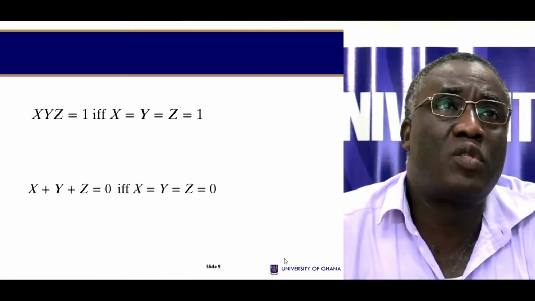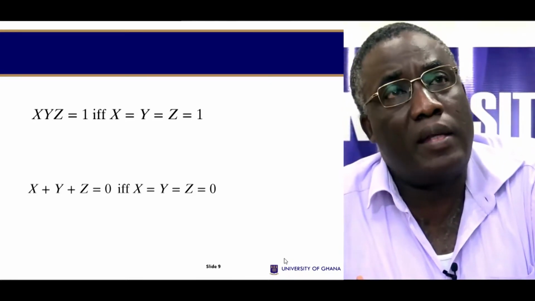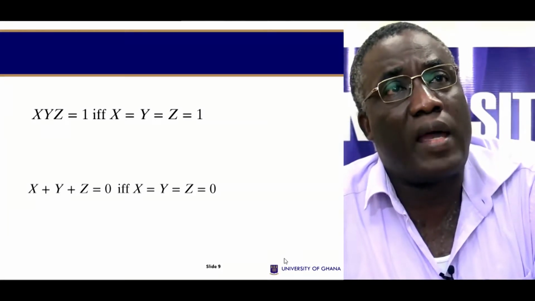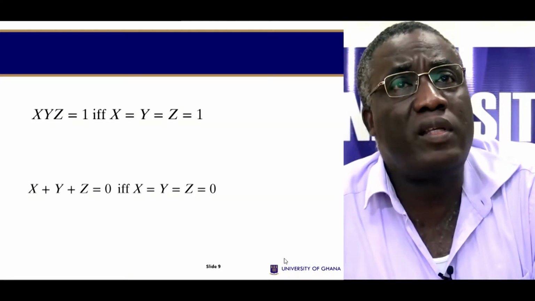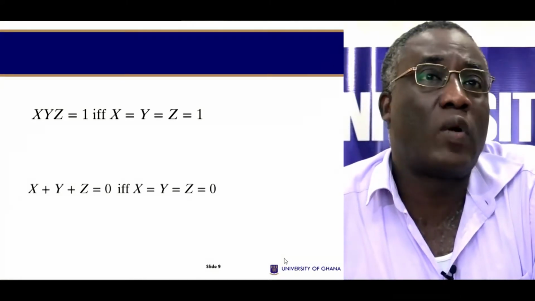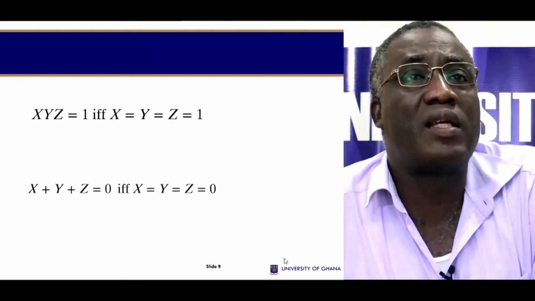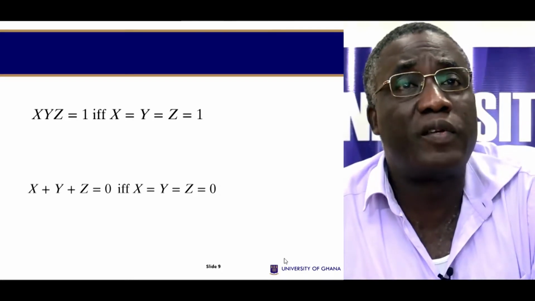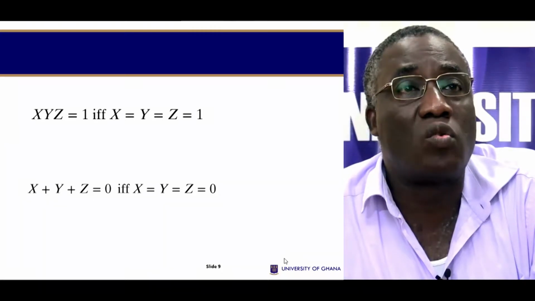Now, if you have x and y and z, that is x and a y and a z, then that will be equal to 1 if and only if x equals y equals z, and that is equal to 1. The same way, if you had x or y or z, and that is equal to 0, that would happen if and only if x equals y equals z, and that is equal to 0.